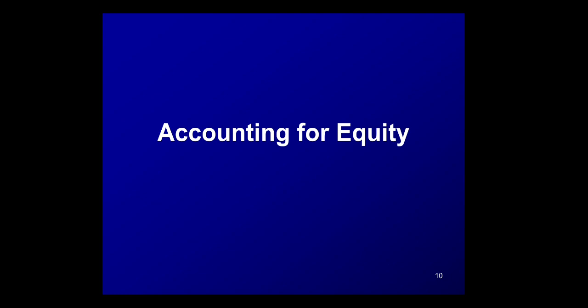The assumption or principle says that the business and the owner of the business are different entities. So the business is one party, the owner of the business is another. So when you do accounting records, you do accounting records for the business. So what is equity? Equity is the amount owned by the owner of the business in the business.